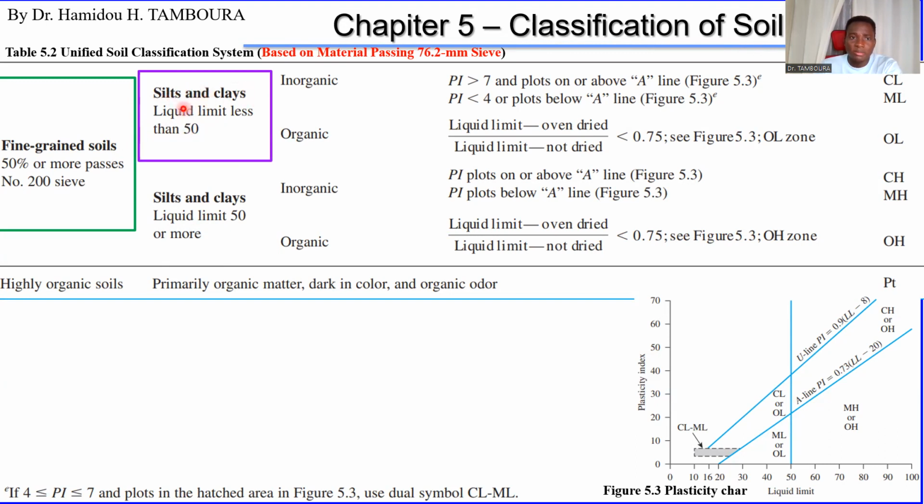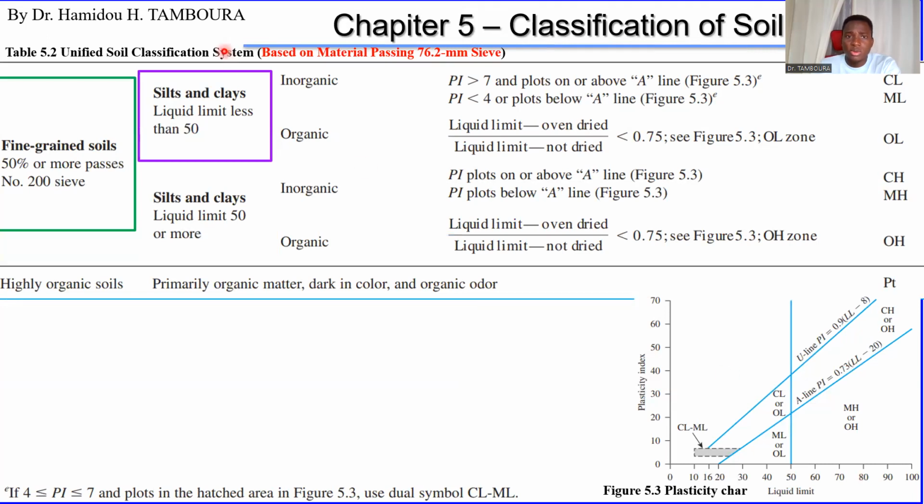Silt and clay. Liquid limit is less than 50. Look at this chart. You have a liquid limit here. You see this line? This is the limit of what we have here. This part is for this, above two lines. Okay. This part, liquid limit 50 or higher than 50, is this one. So let's talk about this part first.